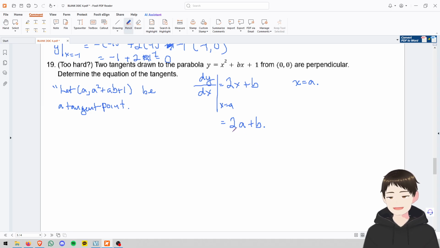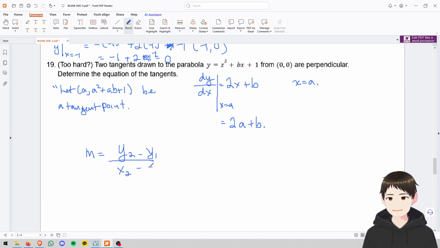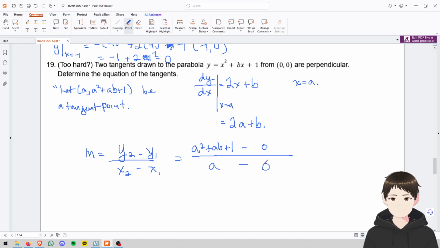So here we have our equations. We've got slope equals y2 minus y1 over x2 minus x1. And that is a squared plus ab plus 1 over a minus 0, 0. And the slope is equal to 2a plus b.